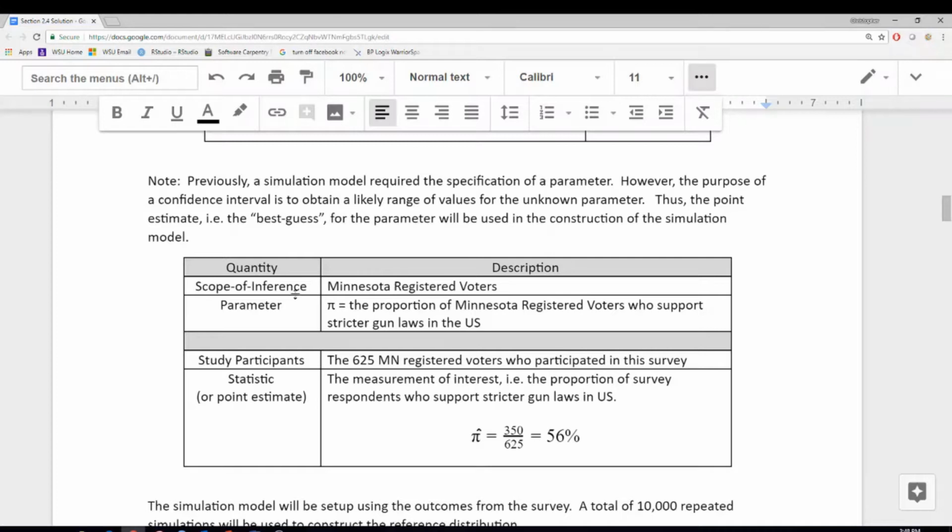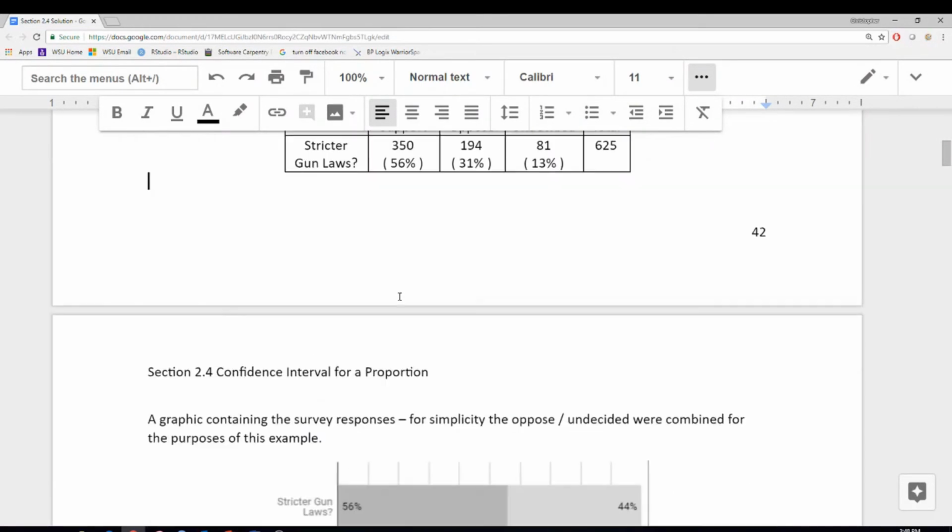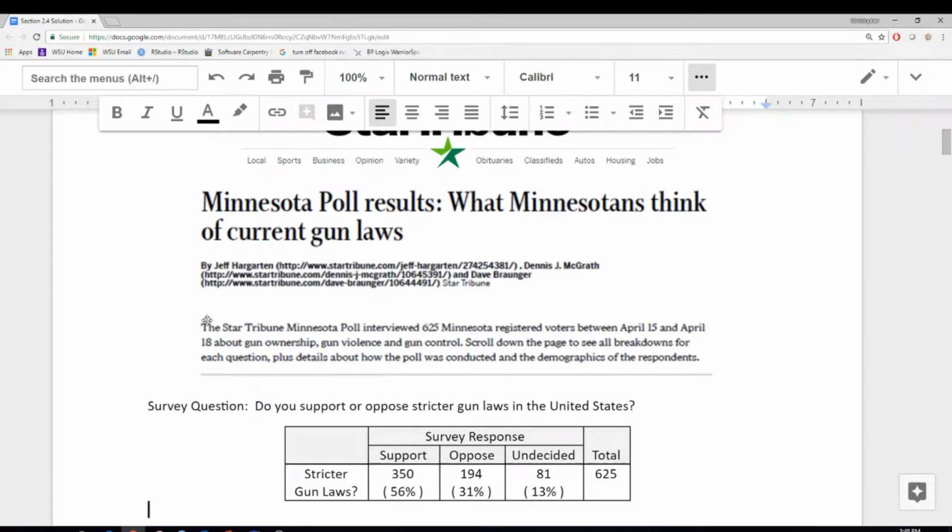The scope of inference for this problem is all Minnesota registered voters. Okay, so if we go back up and look at the description of the survey that was done, it says the Star Tribune Minnesota poll interviewed 625 Minnesota registered voters between April 15th and April 18th about gun ownership. So the study participants here are the 625 Minnesota registered voters. But they're using this information in this poll to try to talk about Minnesota voters in general. So the scope of inference here is Minnesota registered voters.